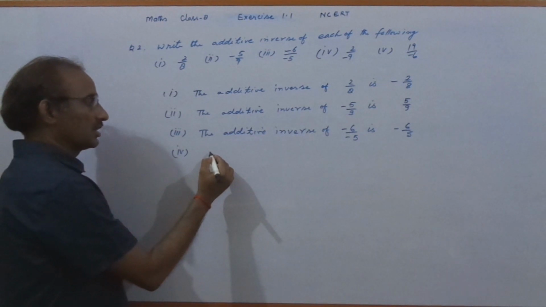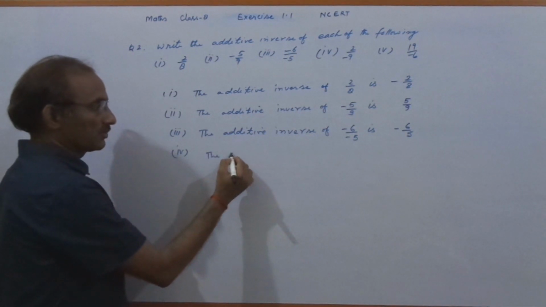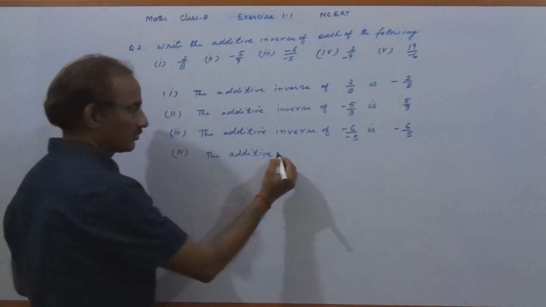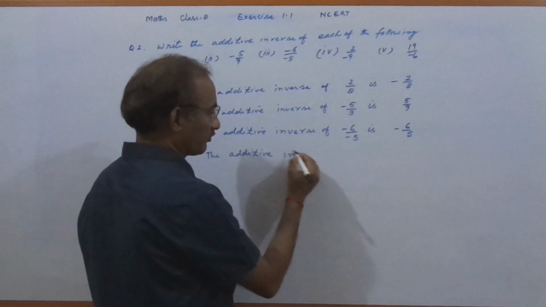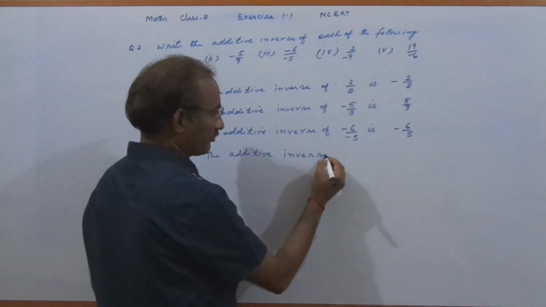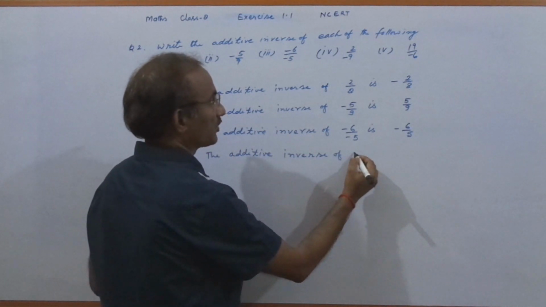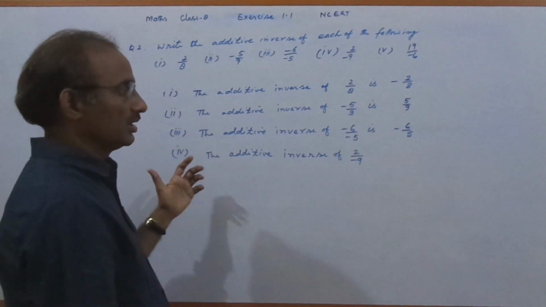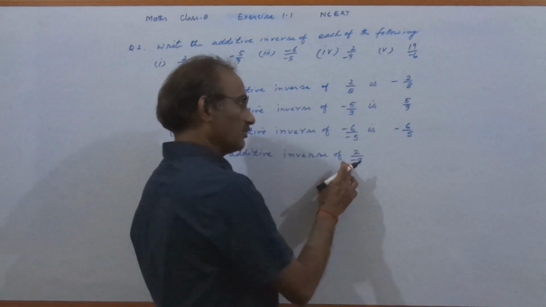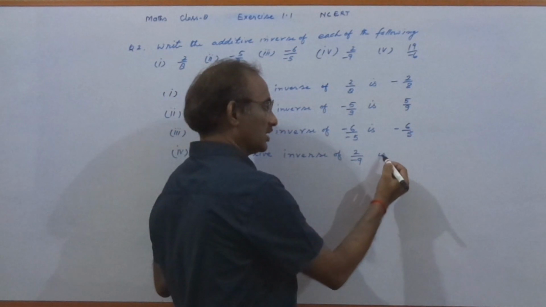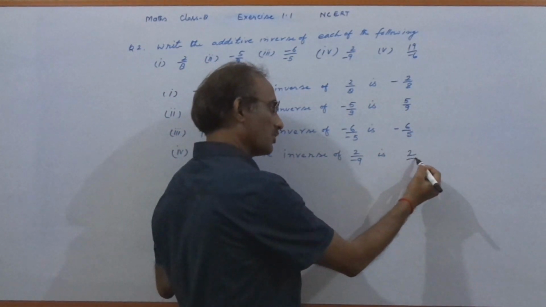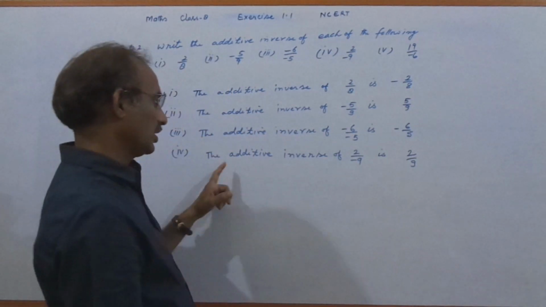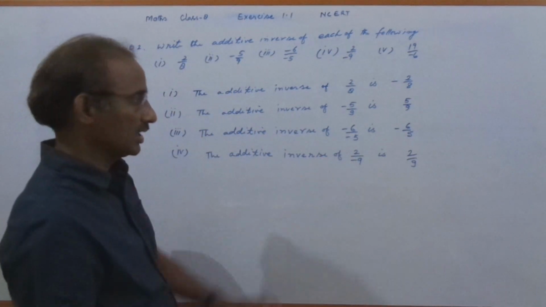Now 2 upon minus 9, so the additive inverse of 2 upon minus 9. Negative of 2 upon minus 9 will be positive. So here we can write 2 upon 9. 2 upon 9 is the additive inverse of 2 upon minus 9.